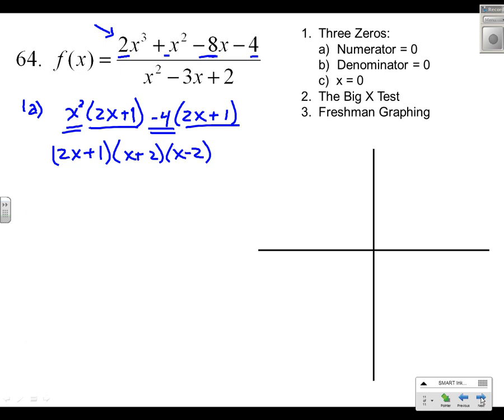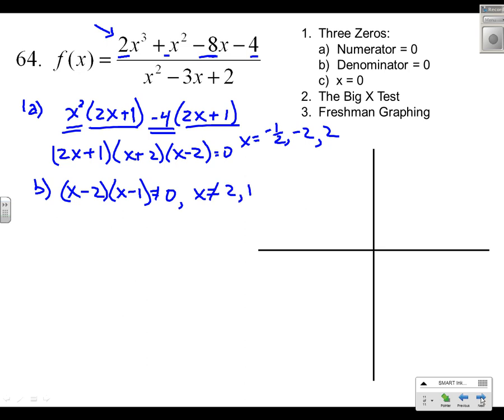Ah, I got 3 zeros here. So if that equals 0, then I get zeros of x equals negative 1/2, x equals negative 2, and x equals 2. So I got 3 zeros at this time, provided none of those are shared. B, denominator equals 0. That factors. X minus 2, x minus 1 cannot be 0. So x cannot be 2 or 1. And there it is. Boom, boom.